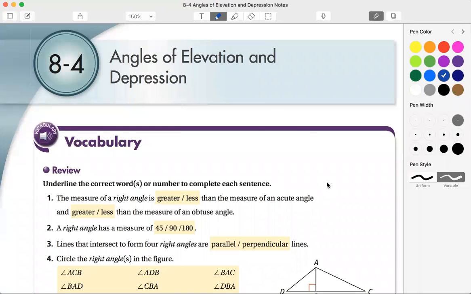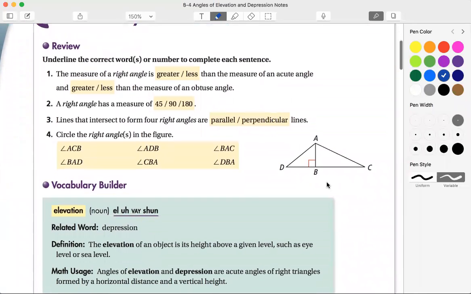All right, this is section 8-4, angles of elevation and depression. All right, so let's start off with a review. Underline the correct word or number to complete each sentence.